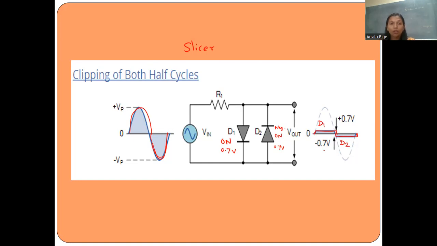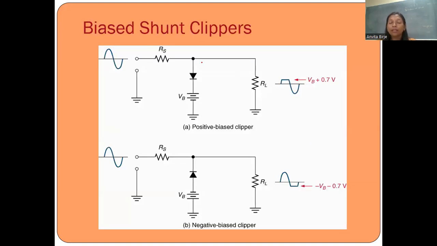So if I add biasing voltage, biasing voltage means external DC supply. So I'm adding this voltage source in series with the diode. If you see the polarity, this is positive and this is negative. So I'm adding positive voltage. Whatever the VB voltage I'm applying, that will get added. So this is the circuit for positive shunt clipper. Diode is connected in shunt, that is parallel, and it is positive. It is clipping the positive half cycle.